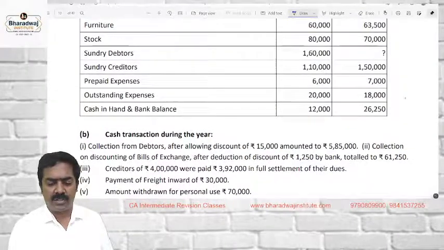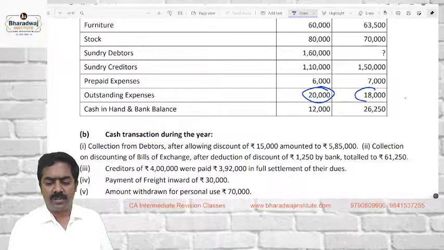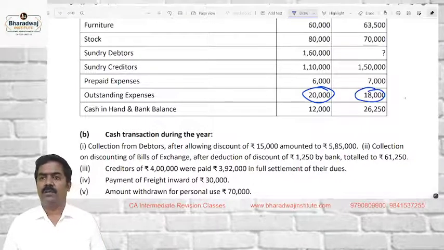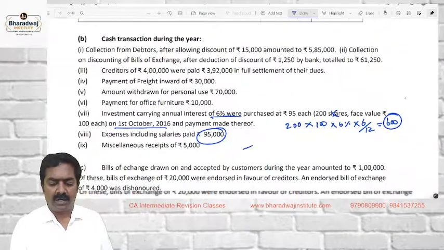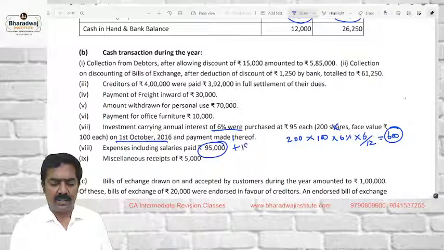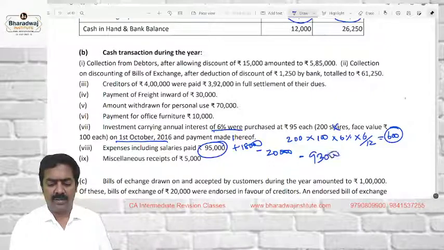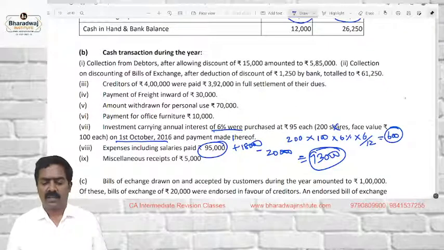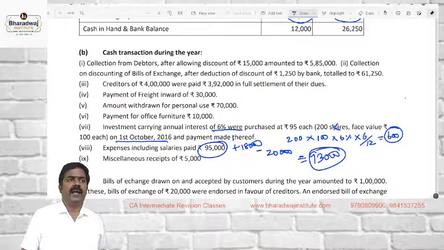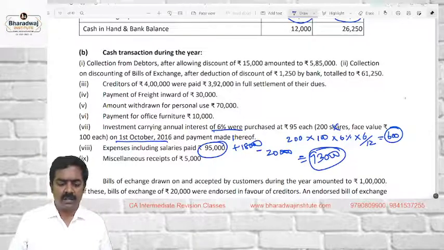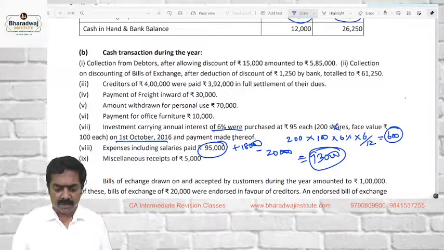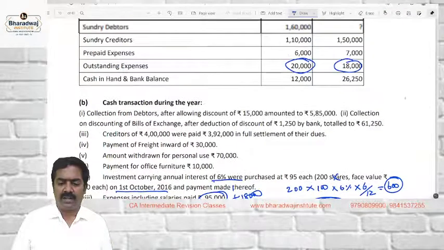Outstanding salary: opening balance 20,000, closing balance 18,000. Which one will you add and which one will you reduce? 95,000 plus 18,000 minus 20,000. How much will you get? 93,000, which you will charge in the P&L. Clear? 95,000 paid, add outstanding at the end, minus outstanding at the beginning. Prepaid expenses are also there. So we can prepare a statement.